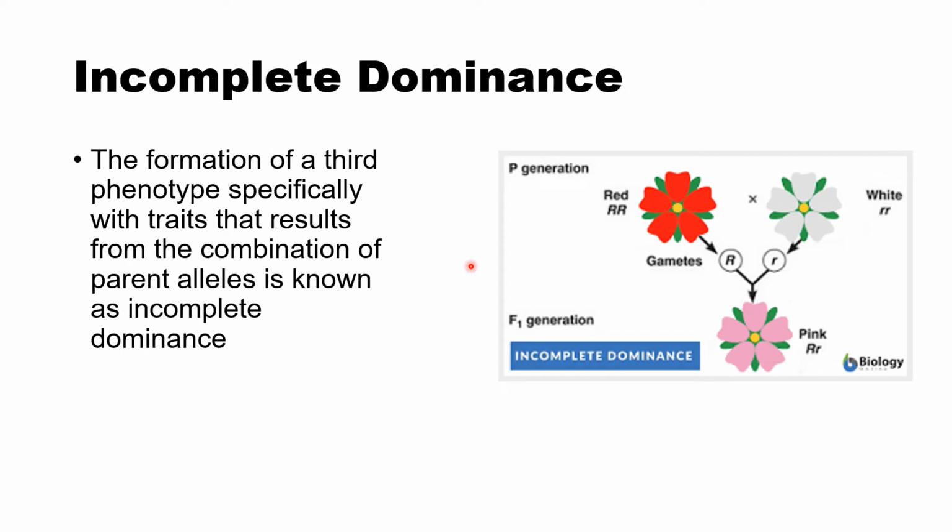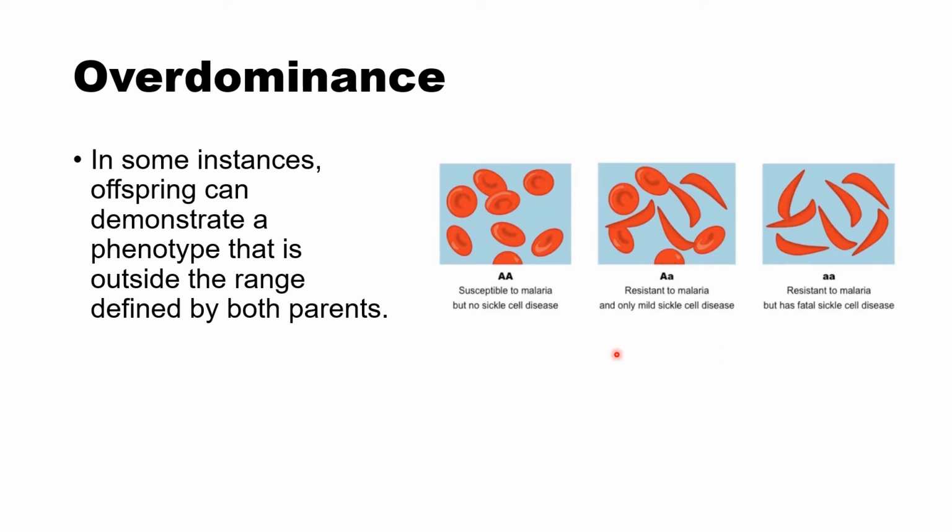So, the formation of a third phenotype specifically with traits that result from the combination of parent allele is known as incomplete dominance. So, yun yung summary ng incomplete dominance. A formation of a third phenotype, in this case, yung pink color natin, specifically with traits that results from the combination of the parent allele, which is yung red at saka white. So, yun yung incomplete dominance na tinatawag. So, now we have discussed about complete dominance and incomplete dominance.